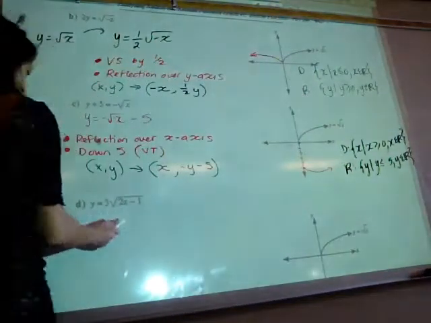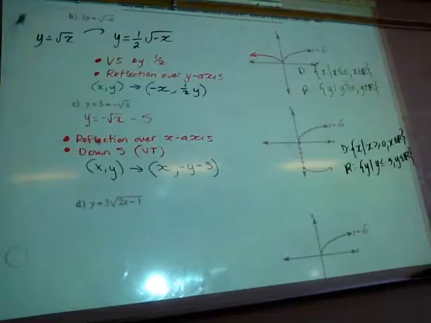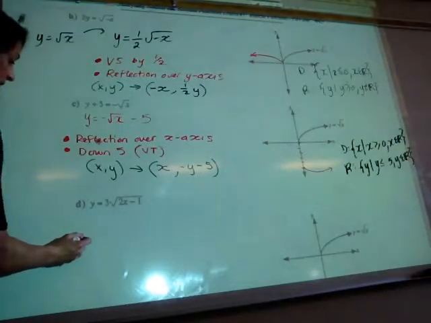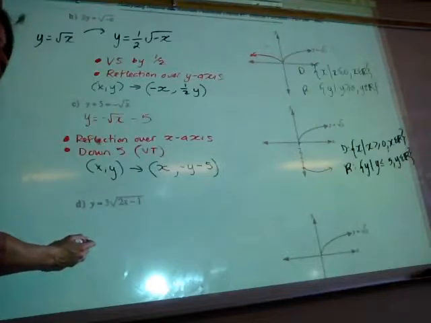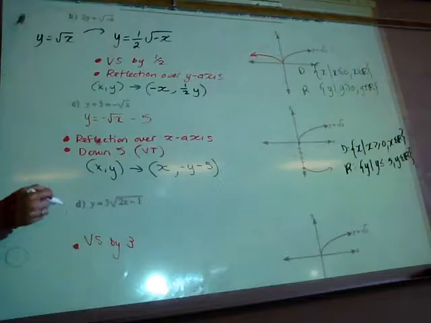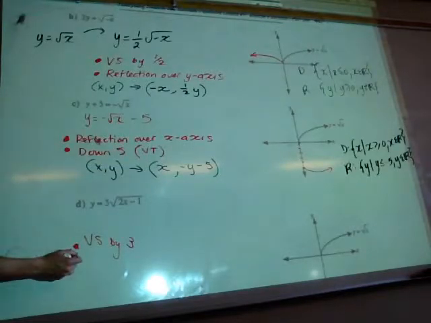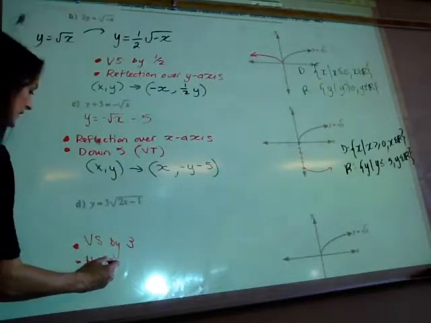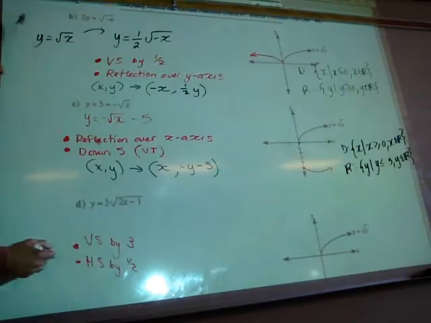Bruce, help me out with the last one. What kind of transformations are we seeing? A vertical stretch by a factor of 3. You got it. What else? Horizontal stretch by a factor of 1/2. Yep. And then right 1.